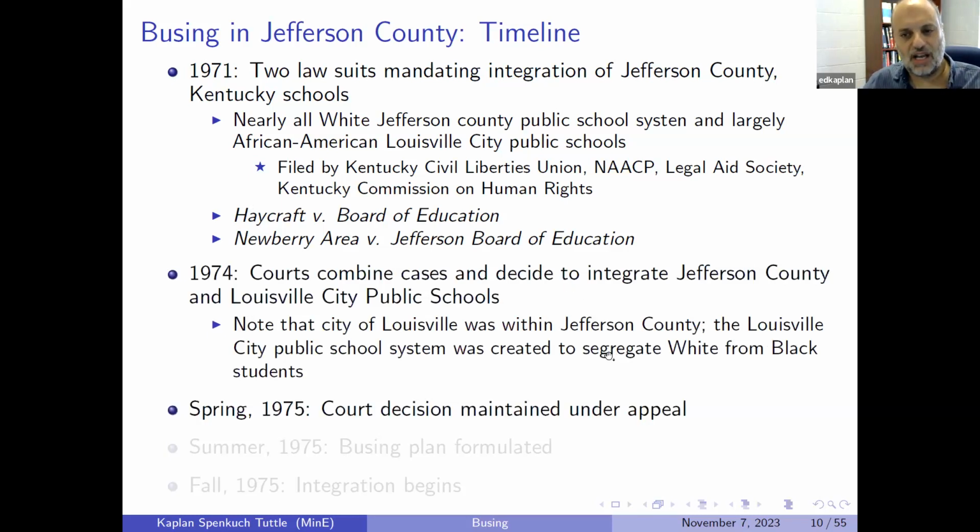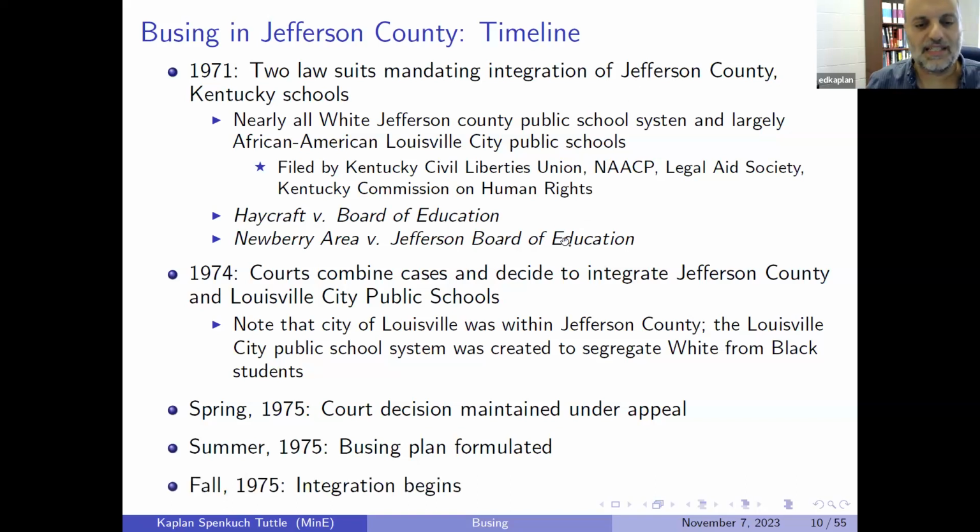In 1974, they made a decision that this segregation was illegal. In 1975, that got upheld under appeal. Summer of 1975, the busing plan was formulated, and in fall 1975, they began the integration of the two school districts and of the schools.